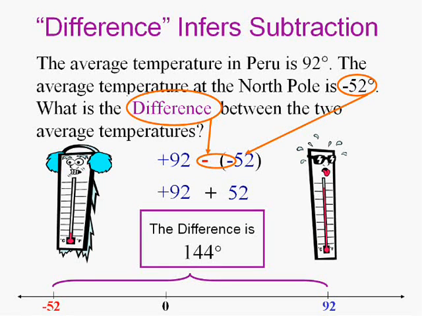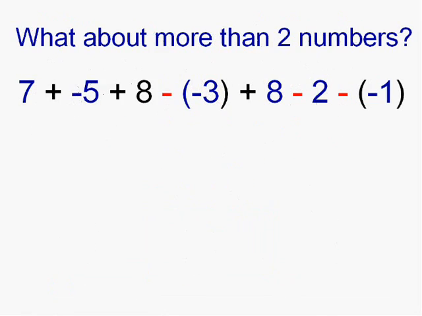Could it possibly be 144 difference in temperature? It could be. Look at it. To get from -52 up to 92, you have to go the 52 and an additional 92, as you can see on the number line.